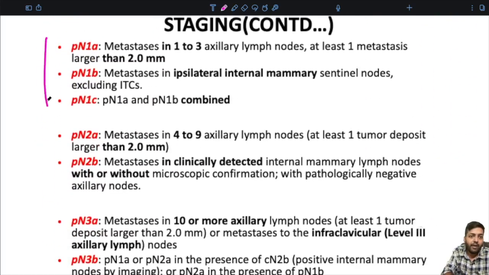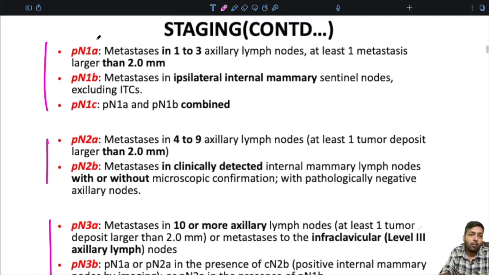We have pN1 staging, pN2 staging, we have pN3 staging. So pay a lot of attention over here. What is N1? N1 can be N1a, N1b, N1c. Whenever there is metastasis in 1 to 3 axillary group of lymph nodes, and at least one metastasis which is larger than 2 millimeter, that is the criteria or the requirement to place it under the N1 category. Okay, and at least one metastasis is larger than 2 millimeter.